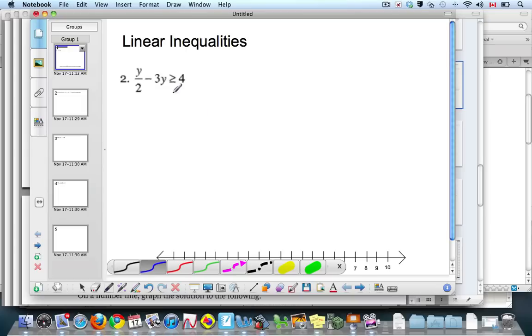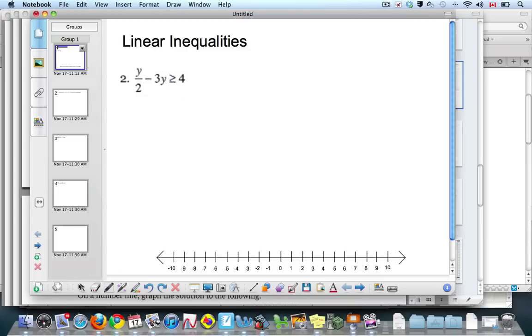And this is an important symbol here. So as you're getting started, you should have your notebook out, some paper, and copy down the problem. Right. So linear inequalities deals with the fact that this is not an equal sign, even though we often treat it like an equal sign. That's what this topic is about.